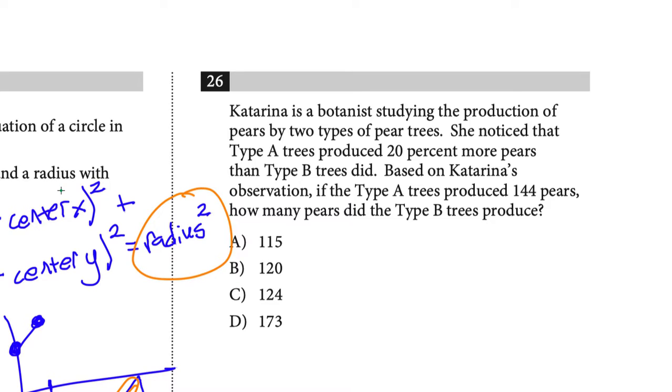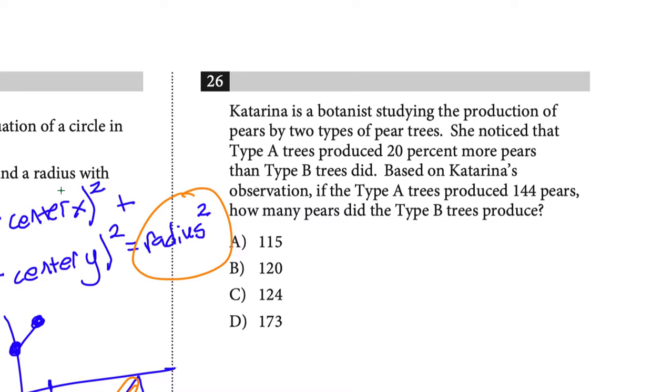Number 26, 2 more problems. We might finish in class. We might have no homework. Katerina is a botanist studying the production of pears by 2 types of pear trees. She noticed that type A trees produce 20% more pears than type B trees did. Based on Katerina's observation, if the type A trees produced 144 pears, how many pears did the type B produce?